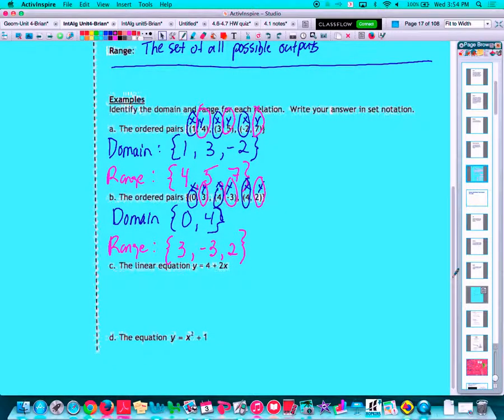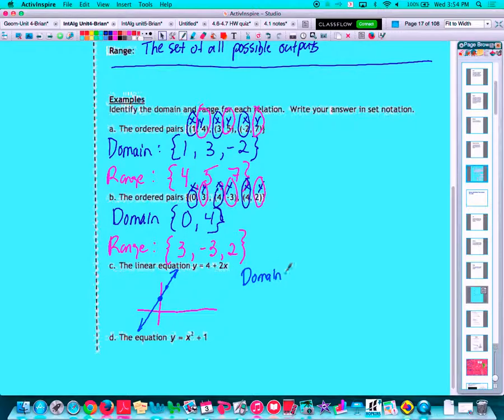What about in a linear equation? So on the front side, we kind of graphed this. So linear equation, we have a y-intercept of 4. I'm just going to estimate a slope of 2, so you're going to have a graph that looks something like this. All right, what is the domain?